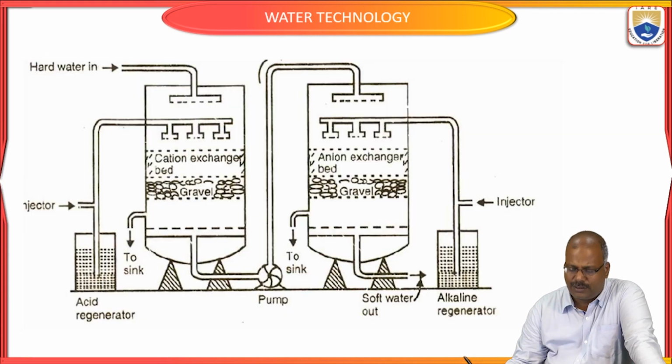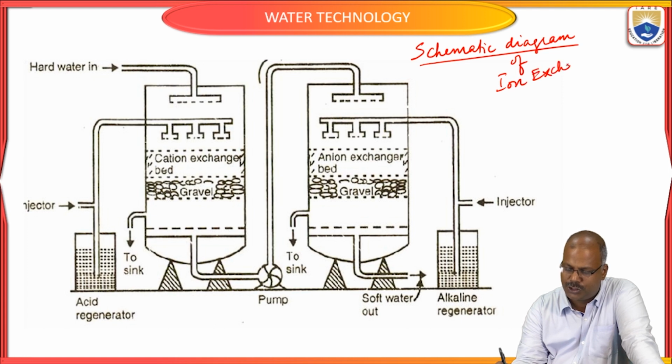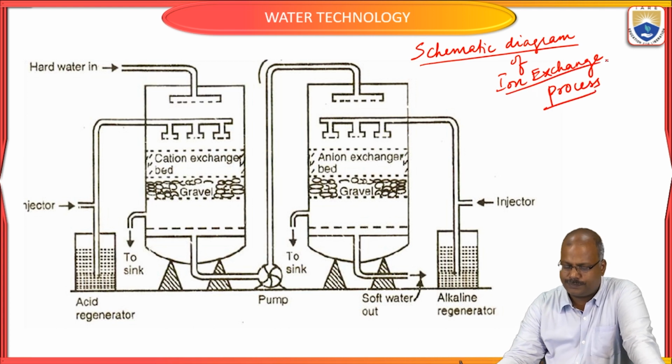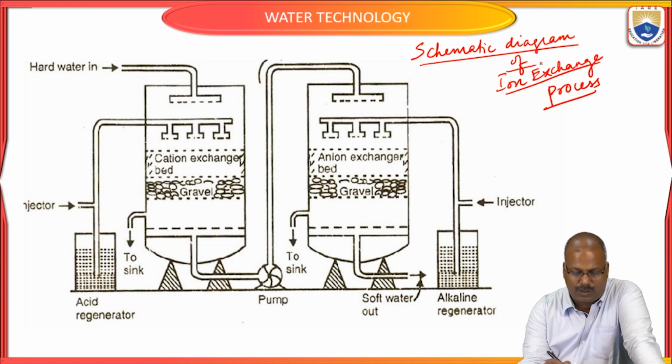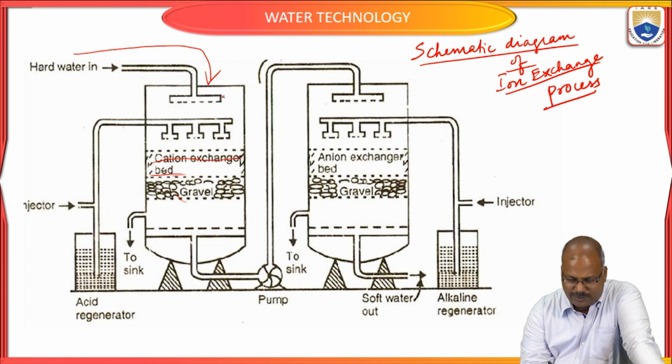This is a schematic diagram of the ion exchange process. So hard water first comes inside the cationic exchanger bed. Bed means it has gravel, sand, and then the layers, we call it a bed. So the water comes into this cationic exchanger bed.